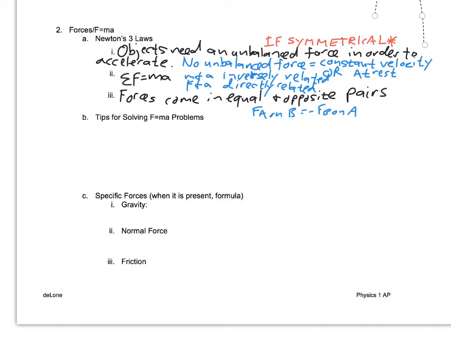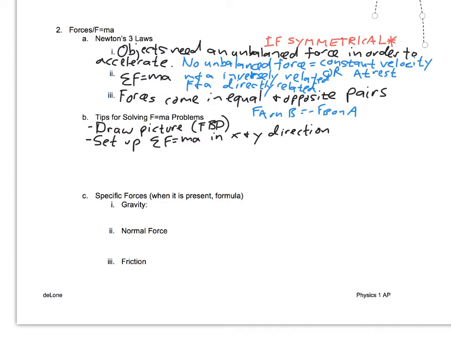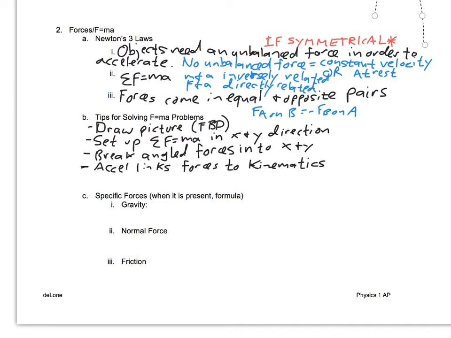Moving on to some basic tips for solving these problems. Number one, we always want to draw a picture, draw that free body diagram. After that, we're going to set up our F equals ma in both the x and the y directions. If there are any forces at angles, we're of course going to break them into their x and y components, like we do with any vector that's at an angle. And then keep in mind that acceleration links forces to kinematics, and once again, we want to be careful with our signs.